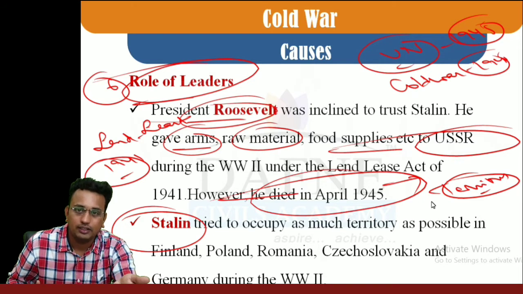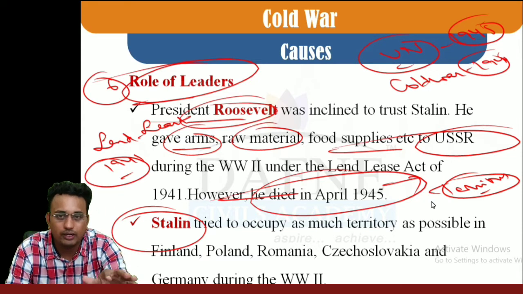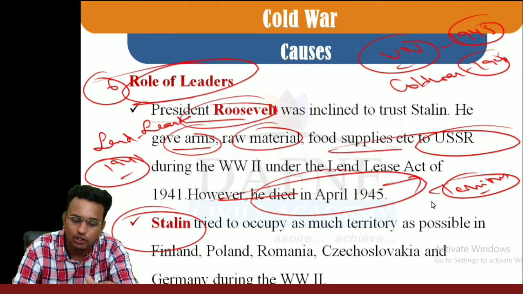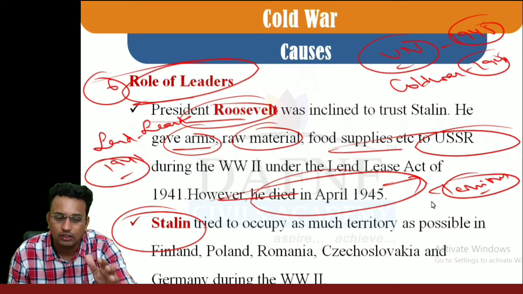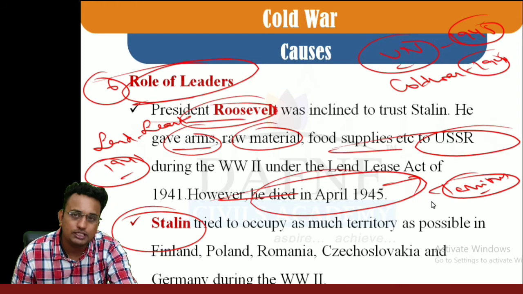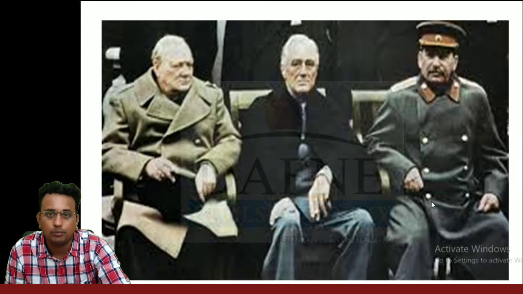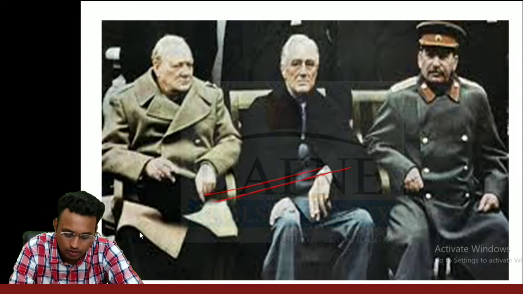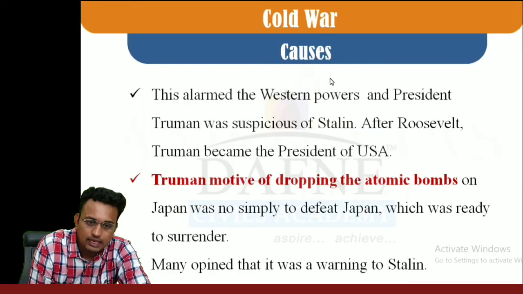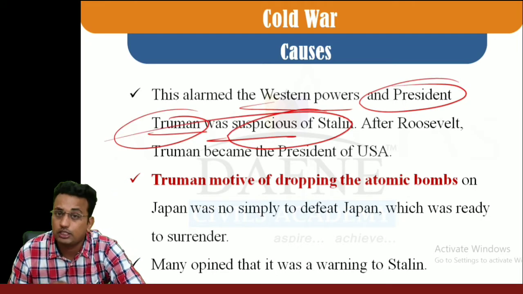He tried to occupy as many territories as possible, be it Poland, Czechoslovakia, Romania, Bulgaria, Finland, and most of the East European states. The fear of these presidents was that the main intention behind the occupation of territories would be to spread communism. So you have the famous meeting, the Yalta Conference. This alarmed the Western powers, and President Truman was completely suspicious of Stalin's motive.